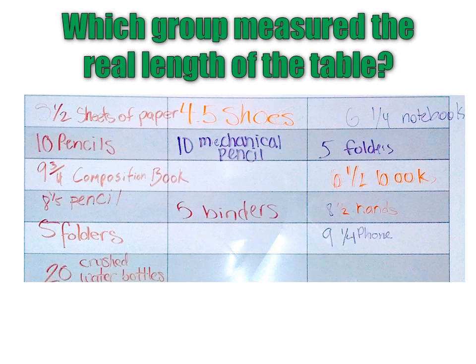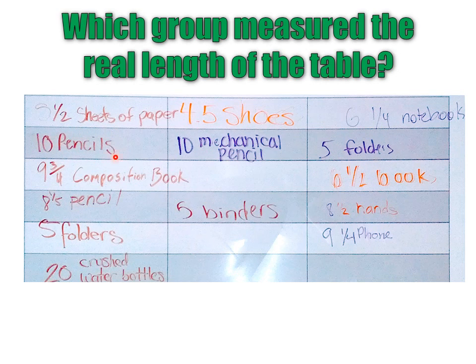You could also make the argument that everybody measured the real length of the table, that all of these measurements agree with each other. They've just used different units. So for example, you can see that there are two groups here that said folders, and they both got 5 folders. So that gives us a little bit of an idea that perhaps they agree with each other, that both of these groups measured it correctly. There's even a group here that says 5 binders. Maybe the folders and the binders are the same object. Well, we don't know because these units are very general. We don't know if they used the same folders or the same binders.